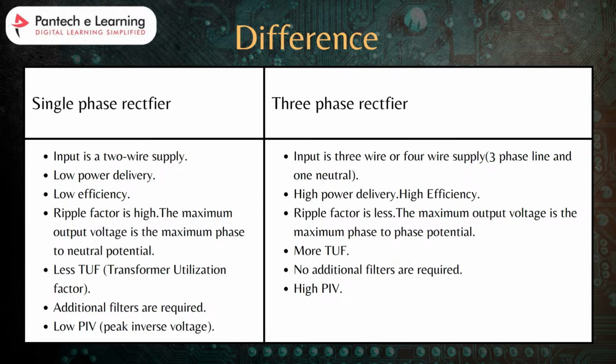And TUF is nothing but transformer utilization factor. It uses the transformer's capacity much better, making it more efficient. Usually you don't need extra filters because the DC output is already quite smooth in three-phase rectifiers, and the peak inverse voltage is also high in this.